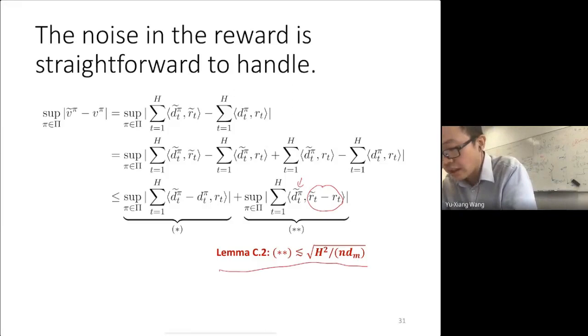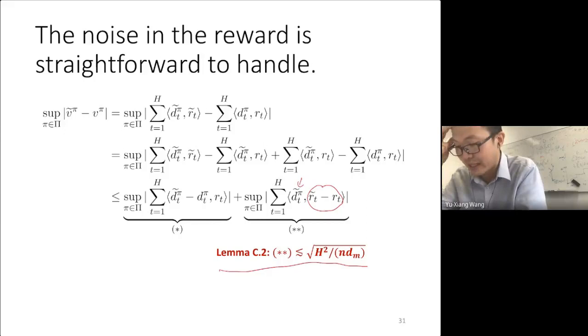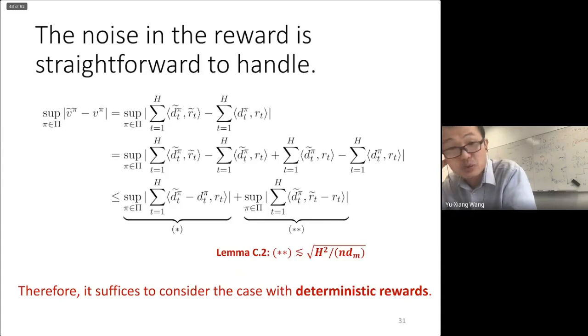So I guess you've seen this a lot of times before already, because this is essentially saying that it suffices to consider a case with deterministic reward. So this deals with the reward randomness.